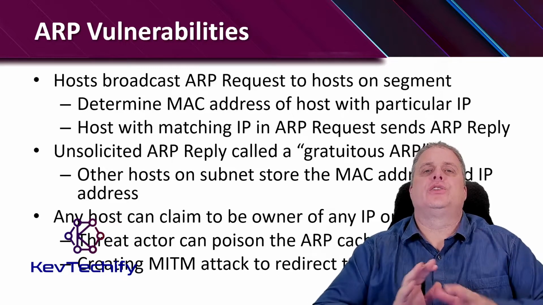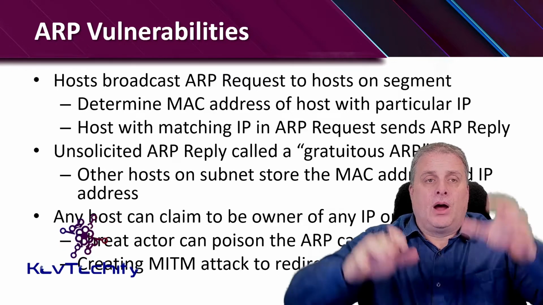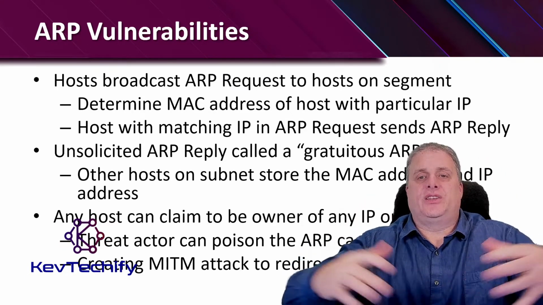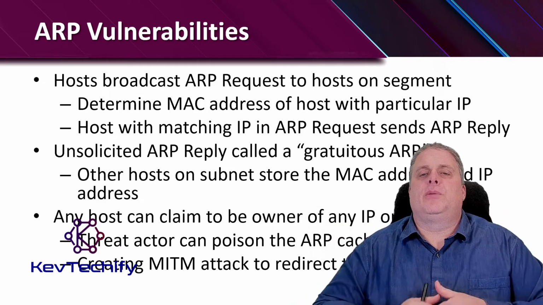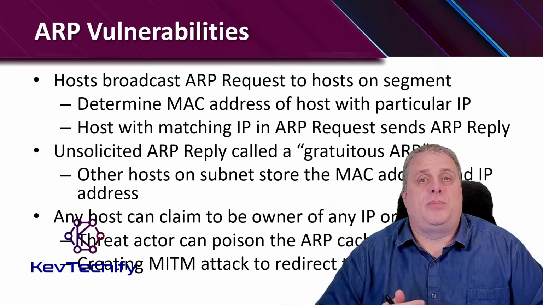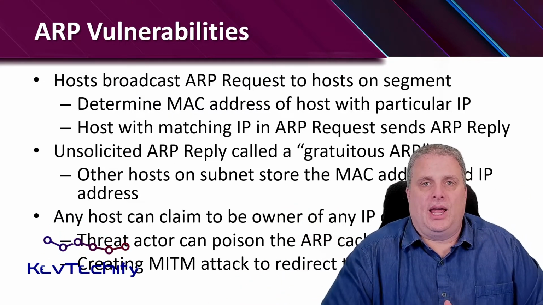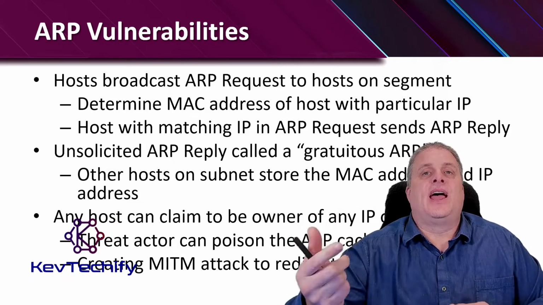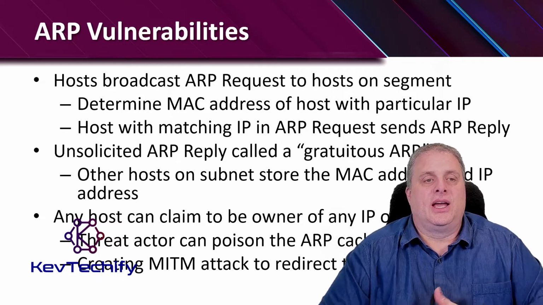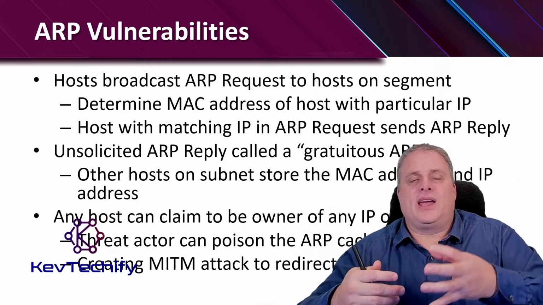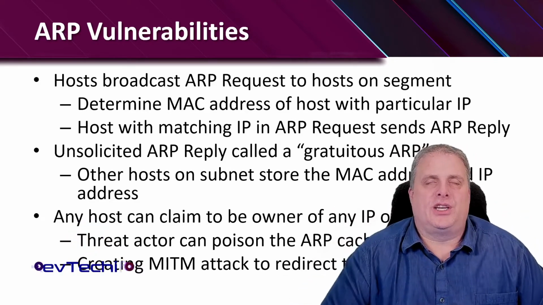ARP, Address Resolution Protocol, has a couple vulnerabilities in it. Now, hosts broadcast an ARP message to all the hosts on a segment. They send it out as a broadcast. They do this to determine the MAC address of a certain IP address. They send out a request and say, hey, I am looking for this IP address. That IP address then replies back and says, hey, I'm here on this port on this switch, and my MAC address is this. Then we start building MAC address tables, filling in our ARP caches with that information.